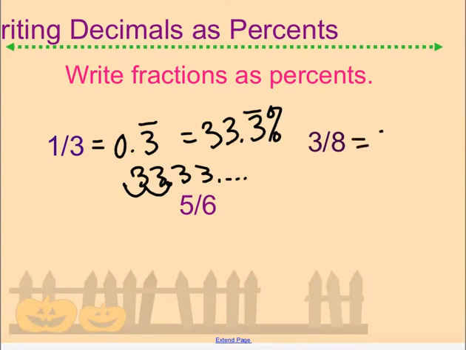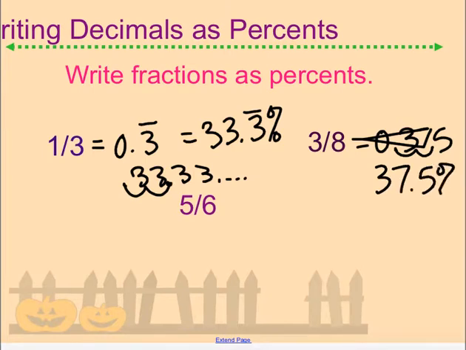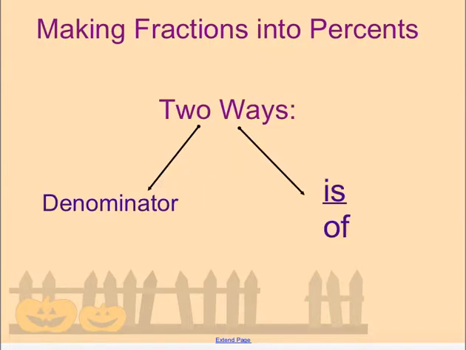3/8 as a decimal is 0.375. And if we move that decimal twice, we get 37.5%. Notice that we have to go into decimal form first and then move the decimal, okay? You can try 5/6 on your own. Just think, it's going to have a repeating bar. Just a little hint, okay?